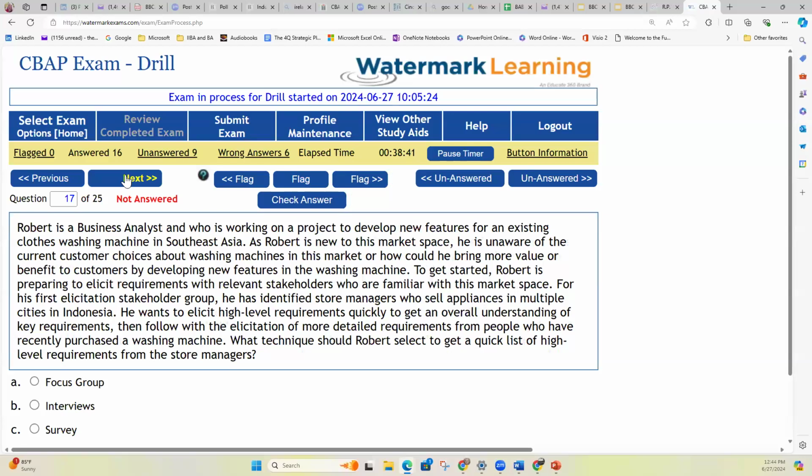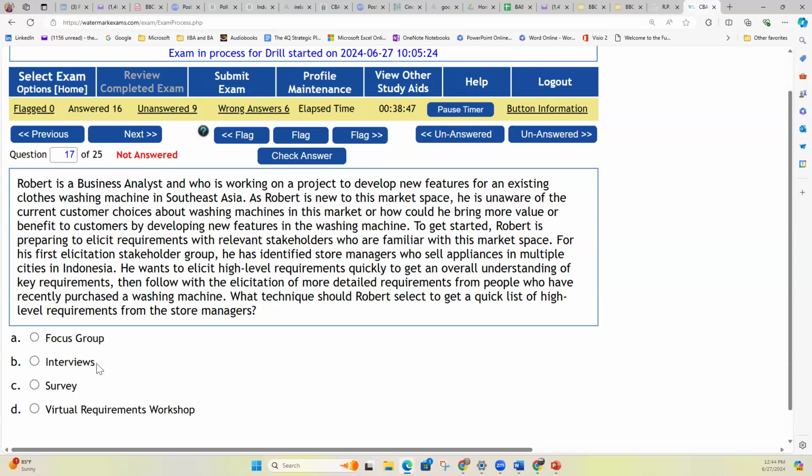What technique should Robert select to get a list of high-level requirements from the store managers? Would it be a focus group, interviews, a survey, or virtual requirements workshop? Now, I'm assuming it's saying virtual because they are in cities across the country. So which technique?